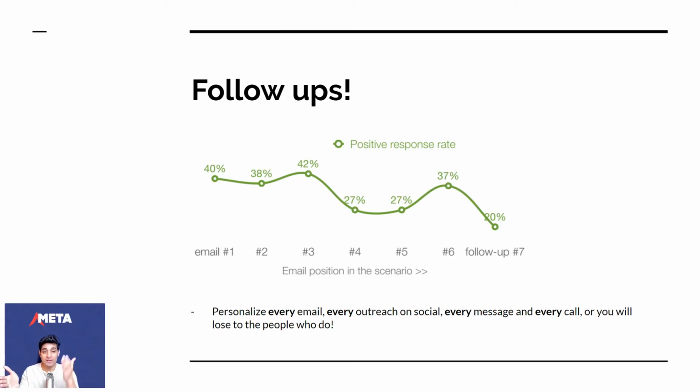So the same person, you can follow up again and again until finally the person replies and says, you know what? I'm going to convert and I'm going to listen to you. I'm going to take that meeting with you. So you can't stop at one email, but don't spam. Don't send an email every day. Send an email spaced out by a particular day. Personalize every email, every outreach on social, every message and every call, or you will lose to the people who do, right?